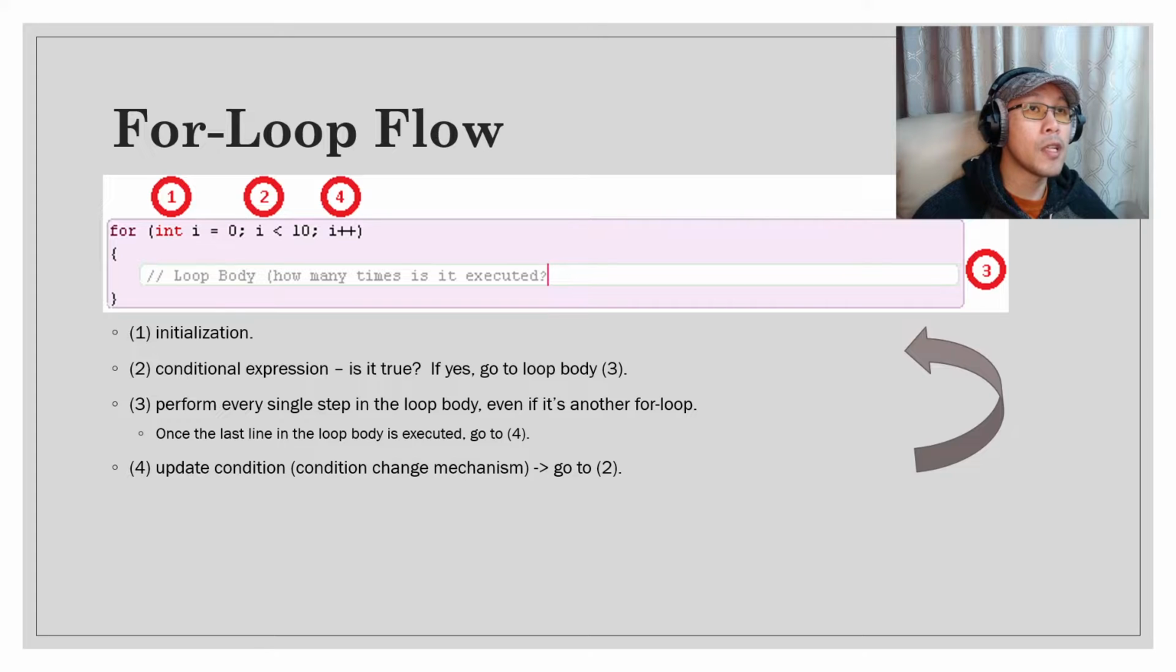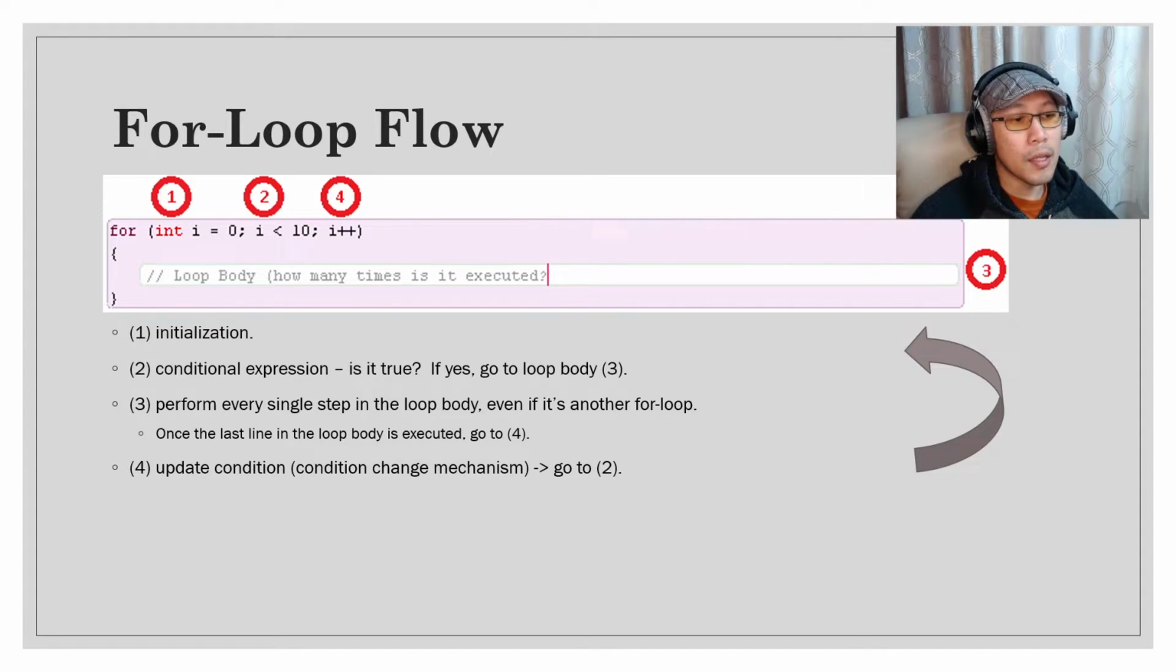And then after it updates the condition, it goes back into number 2. It checks to see what i is at that point, and then it repeats as much as we want to, as much as we need to. Okay, so let's go into BlueJ and let's demonstrate what this looks like.